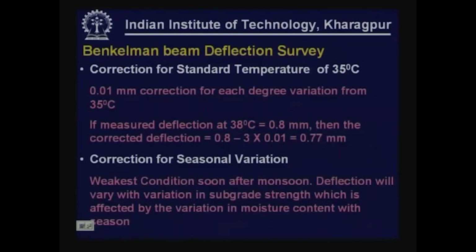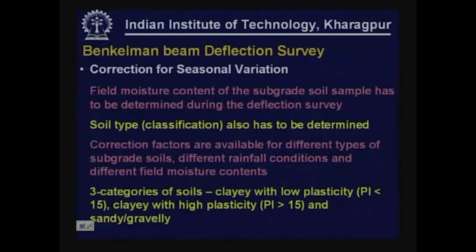Similarly, correction for seasonal variation also can be done. This has to be done for the weakest condition, which will be soon after monsoon. Deflection will vary with variation in subgrade strength, which is affected by the variation in moisture content with season, and also it is a function of the type of soil that is there. For correction of seasonal variation, field moisture content of the subgrade soil sample has to be determined during the deflection survey. While you are conducting deflection survey, we have to collect soil samples from the subgrade and determine the moisture condition. We also have to find out the type of soil.